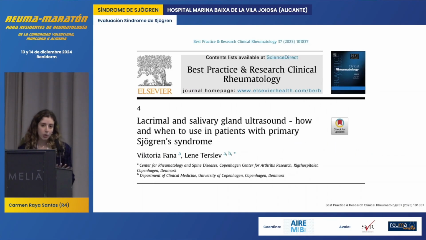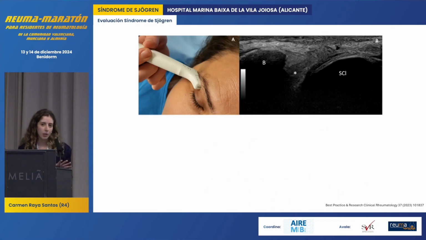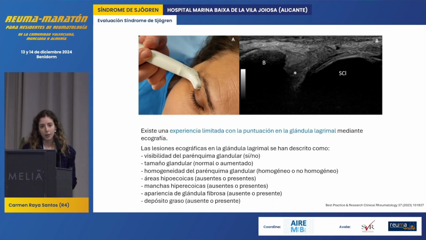And this article, which is also recent, I find very interesting because it evaluates not only the parotid and submandibular glands, but also the lacrimal gland, okay? This is what it would look like, okay? It's very small, it's hard to find. And the downside is that we have limited experience with this, okay? There isn't a standardized classification, for example, but a descriptive analysis.